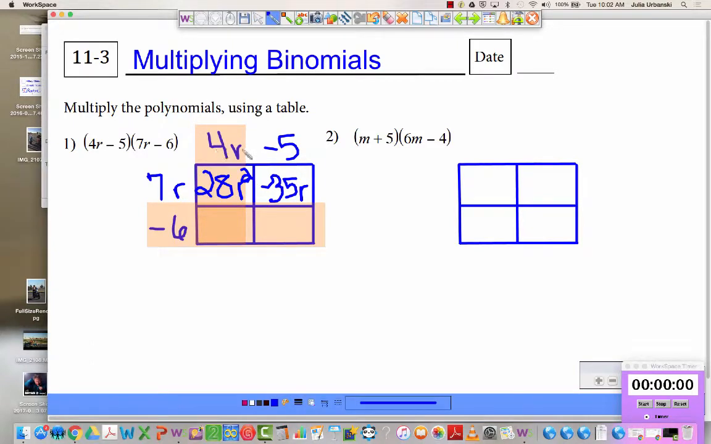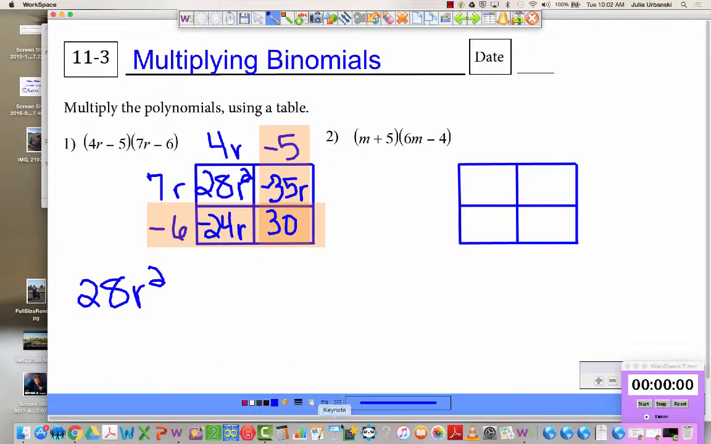So now it's 4R times -6. What does that make? -24R. And then this one? +30. -5 times -6 makes +30. You can put a plus sign there if you want, or you can just keep it positive. Now, the only thing left to do is to make sure that you write it in standard form, combining any like terms. So what's the highest exponent we have just inside the boxes? Good, so it's going to be 28R squared. That's the highest exponent.